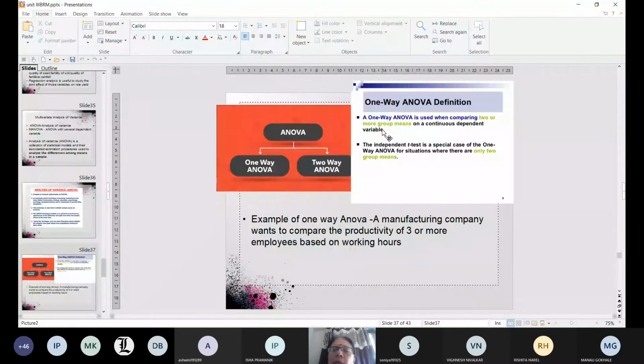Now when ANOVA is used to compare two or more group means on a continuous dependent variable, it is called one-way ANOVA. T-test is a special case, or an example, of one-way ANOVA. Now, an example of one-way ANOVA: a manufacturing company wants to compare the productivity of 3 or more employees based on working hours. Okay, so you have one variable and you want to compare the productivity of 3 or more people based on that one variable. So that is one-way ANOVA.